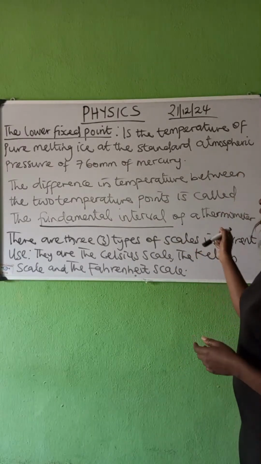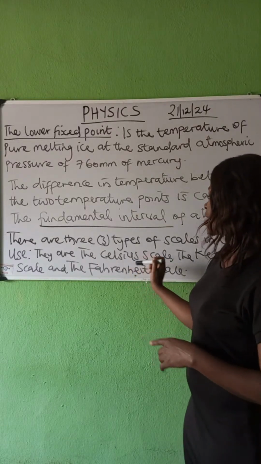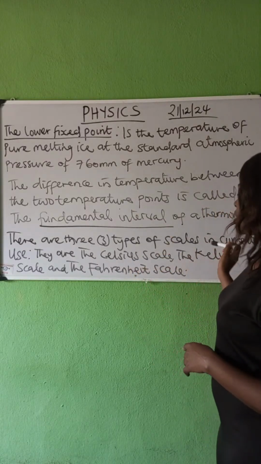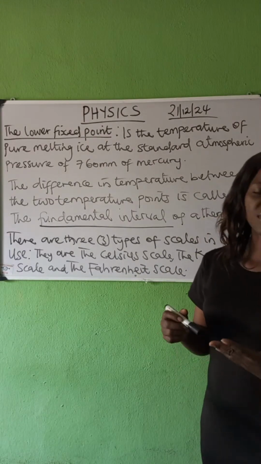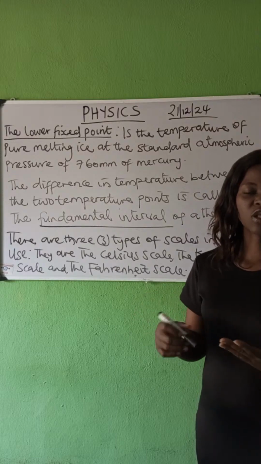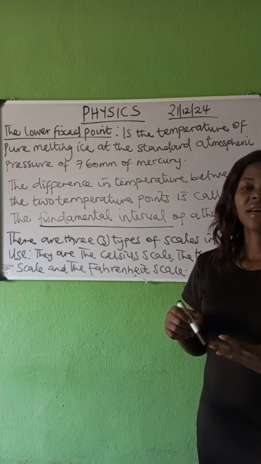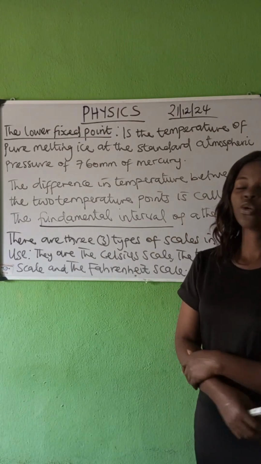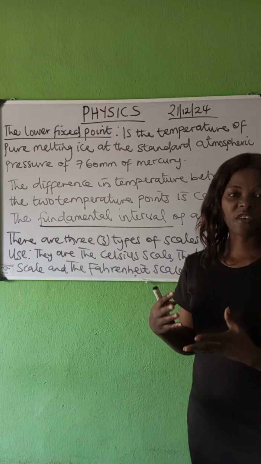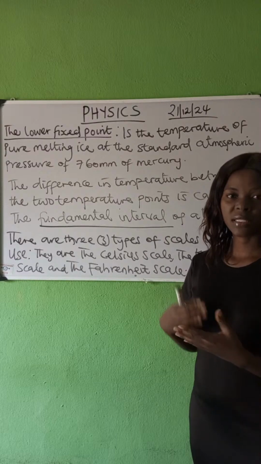Now, there are three types of scale in current use. They are the Celsius scale, the Kelvin scale, and the what? Fahrenheit scale. So the three types of scale that we use right now are the Celsius scale, the Kelvin scale, and the Fahrenheit scale. I'm going to be sketching that and explaining to you how you can use it to solve problems, and certainly how you can convert from one scale to another. All right.